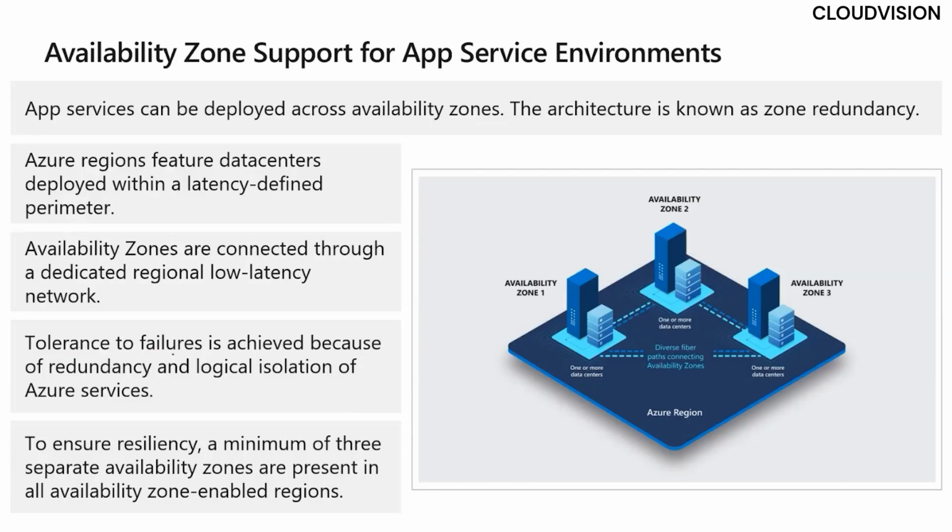Tolerance to failure is achieved because of redundancy and logical isolation of Azure service. All these zones are connected. If something went wrong with any of the zones, other zones will help you out to bring your application. So that ensures resiliency. Minimum 3 zones are there in any zone enabled region.